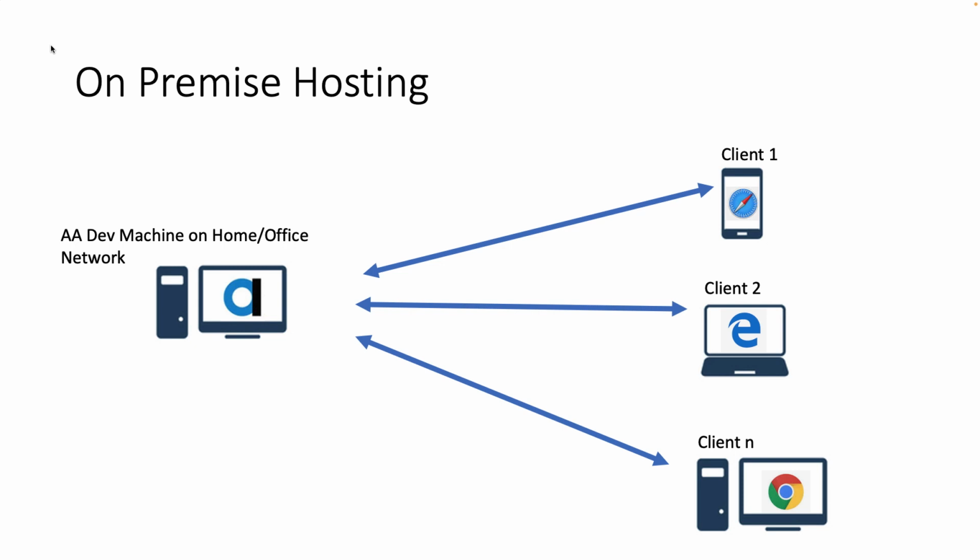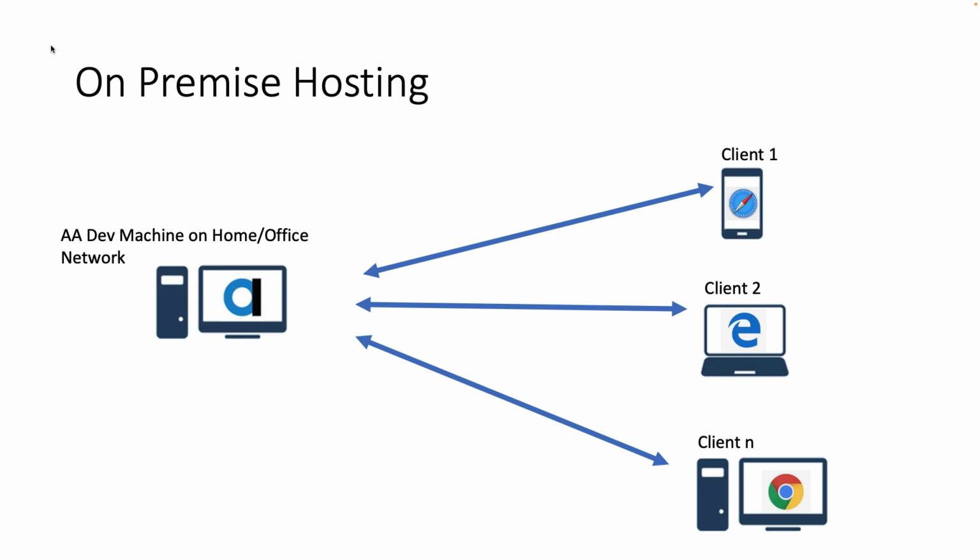So this is a really simple diagram. Basically, you have some people who are connecting to your Alpha Anywhere application. Maybe it's on a phone or laptop or desktop computer using a variety of browsers. And when they connect, they basically go right onto your home or office network and access the Alpha Anywhere software. Now, there are a couple of problems with doing this. This is a way which some people do host, especially for doing this in a network operations center. This is a pretty common scenario.